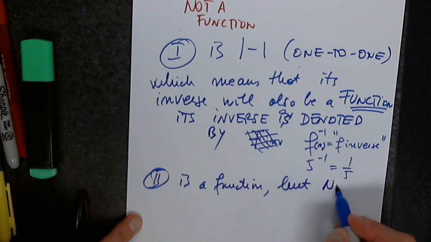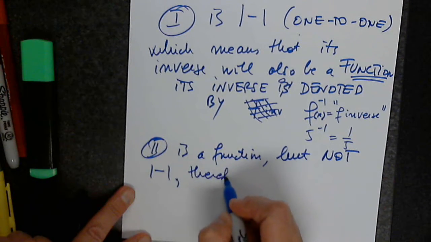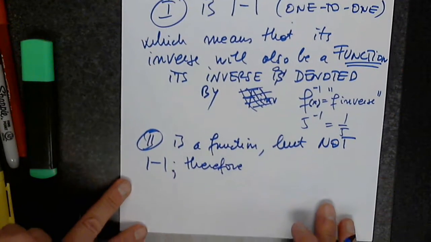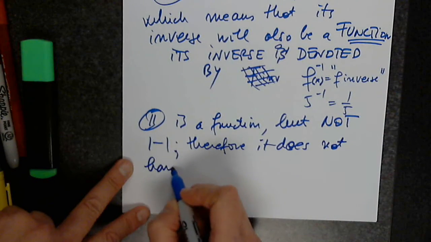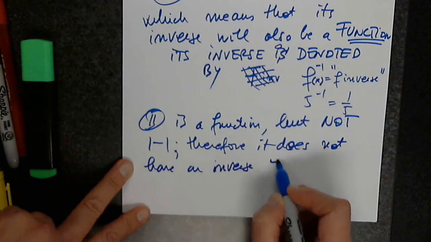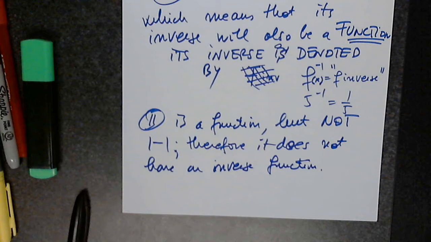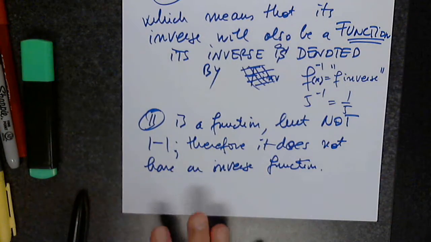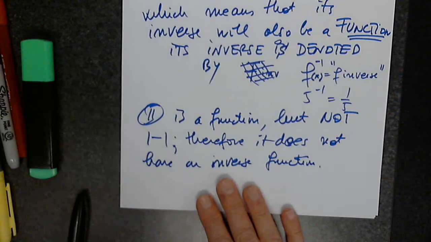but not 1-to-1, therefore, it does not have an inverse function. So example number 2 is a function, but not 1-to-1. Therefore, it does not have an inverse function.